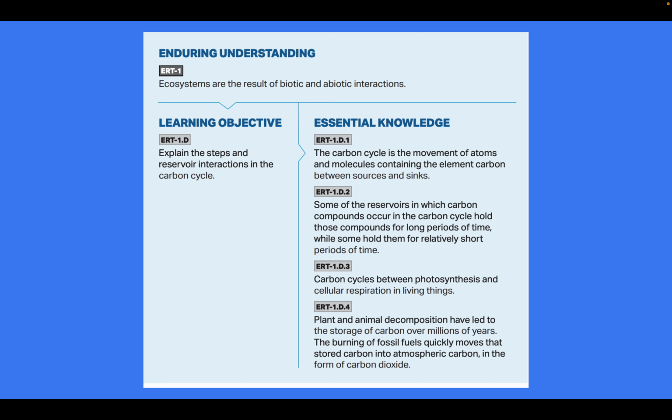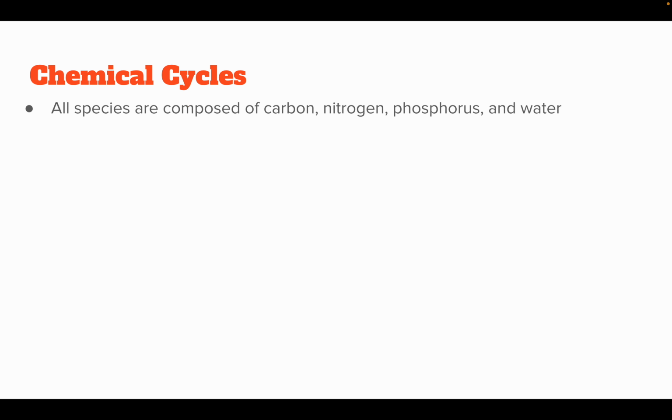Some of the reservoirs in which carbon compounds occur in the carbon cycle hold those compounds for long periods of time, sometimes millions of years, while some hold them for relatively short periods of time. Carbon cycles between photosynthesis and cellular respiration in living things, and plant and animal decomposition have led to the storage of carbon over millions of years. The burning of fossil fuels quickly moves that stored carbon into the atmosphere in the form of carbon dioxide.